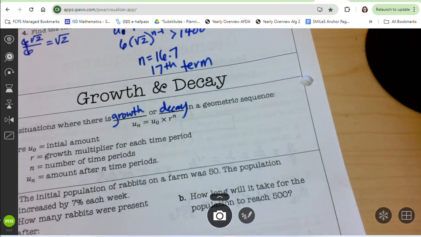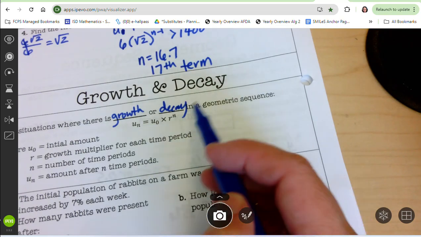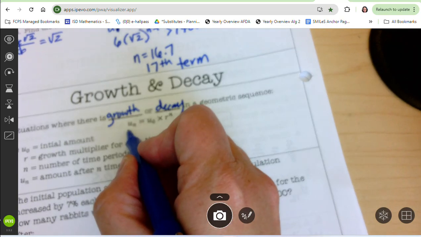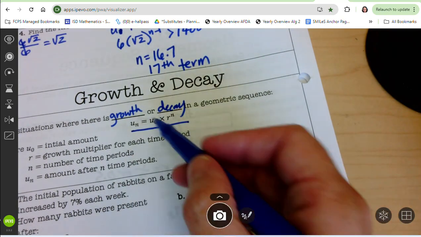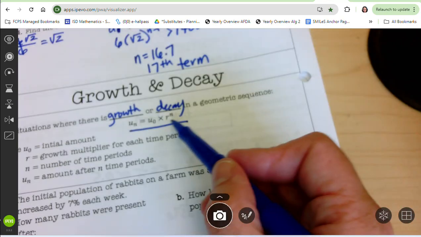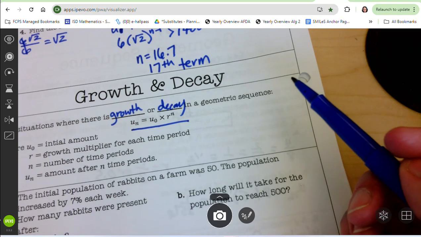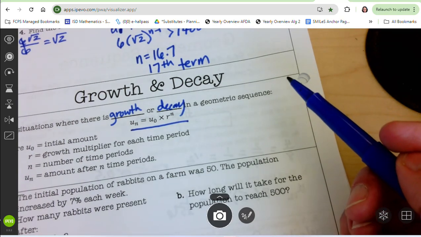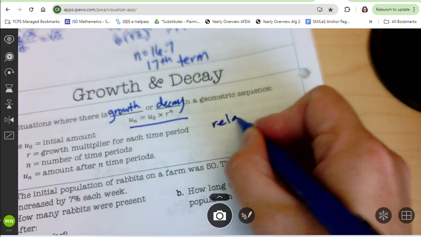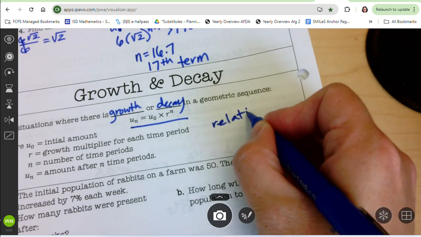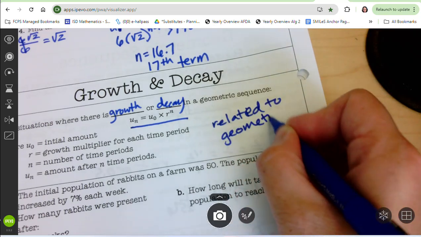All right, so in situations where there's growth and decay, you have this equation right here. It's very similar to the other equation. They use u sub 0 for your starting amount, and they use r to the n instead of r to the n minus 1. So it's related. It's an exponential growth or decay, which is related to geometric series and sequences. Related to geometric, but it's a little bit different in its formula.